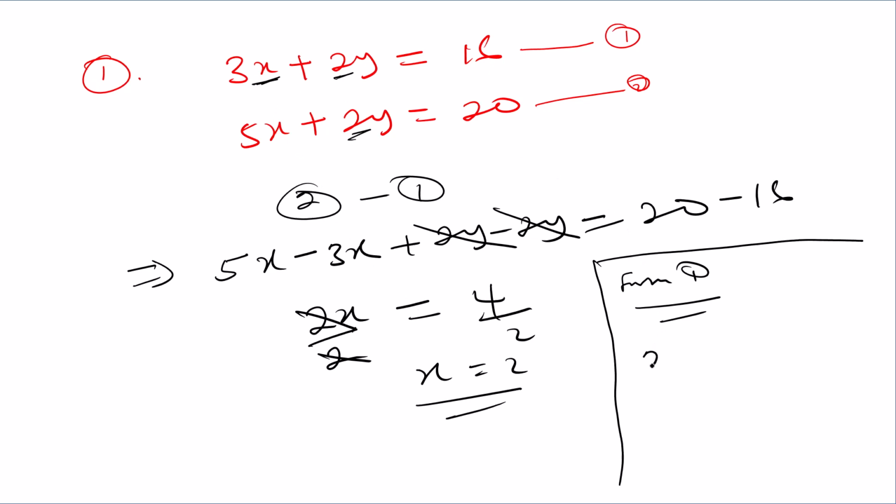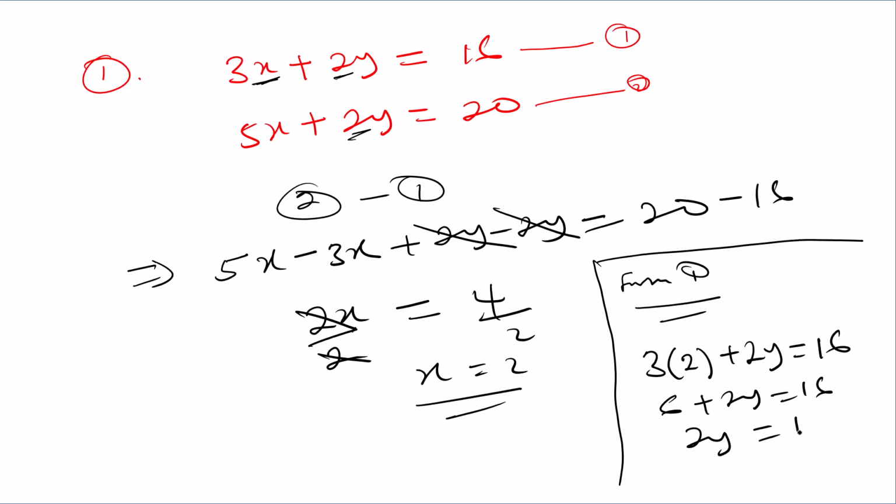So I have 3 times x, which is 2, plus 2y equals 16. 3 times 2 is 6, plus 2y equals 16. So I'll send the 6 to the other side. It will be 16 minus 6, which is 10. So 2y equals 10. So divide both sides by 2. Therefore, y equals 5.